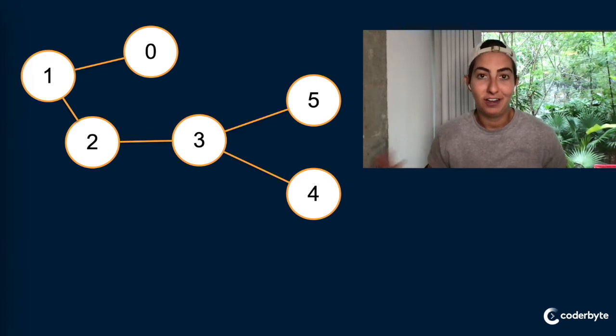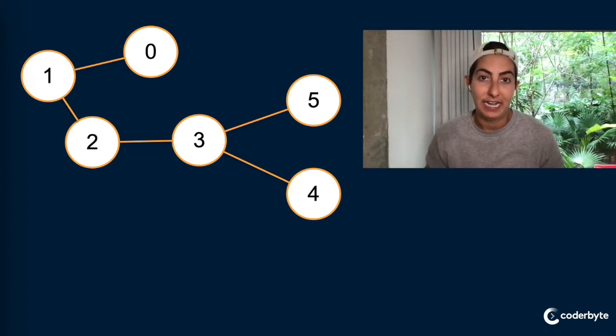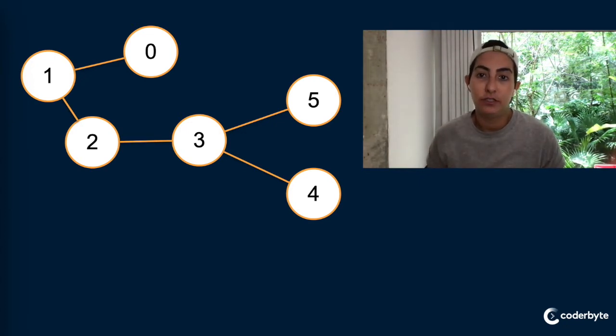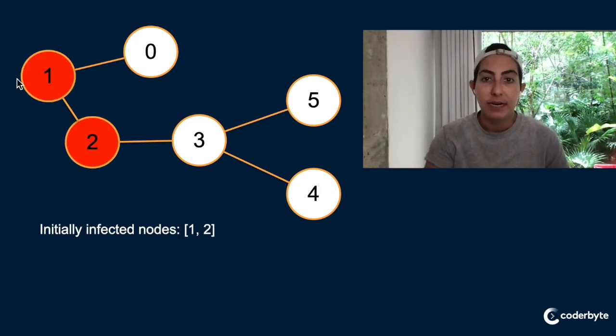Okay, so on your screen, you should see a graph. This is the same graph I used as the example when I walked through exactly what the problem was asking in our previous video, right? We have a graph, we have 0, 1, 2, 3, 4, 5 nodes, and we get an array of initially infected nodes, right? So that's going to be 1 and 2. So let's see that in red here, right?